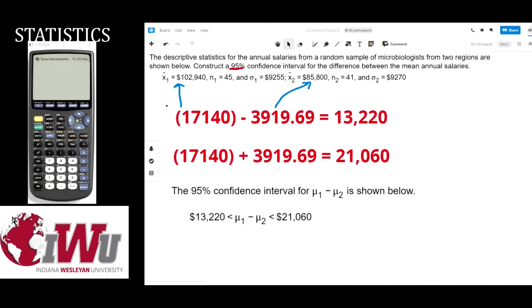So again, let's say it again. For example, we have 100 different samples. That means approximately 95 out of 100 will contain the true mean. All right, let's keep going here.